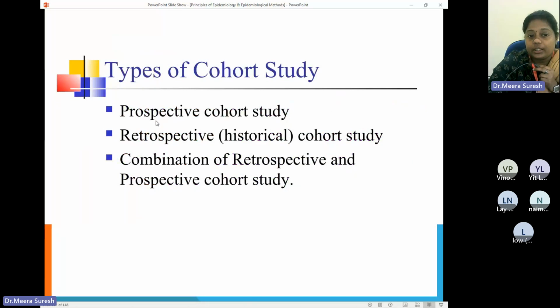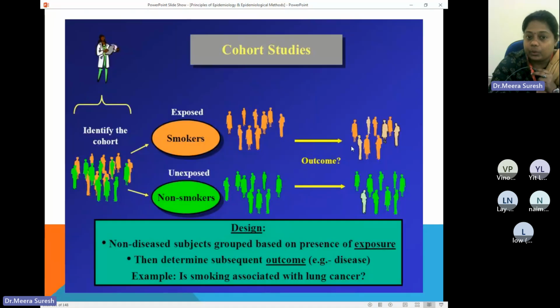Now, types of cohort study: we have the prospective cohort study. As I was saying, you take a group of people and then follow up to see who are going to develop the disease which you want to study. There can be a retrospective cohort study, and now this will confuse you a bit, because we already said retrospective is case-control, but in cohort study also there is one type, the retrospective or historical cohort study. And then we have a combination of retrospective and prospective. So we'll start with the most simple one.